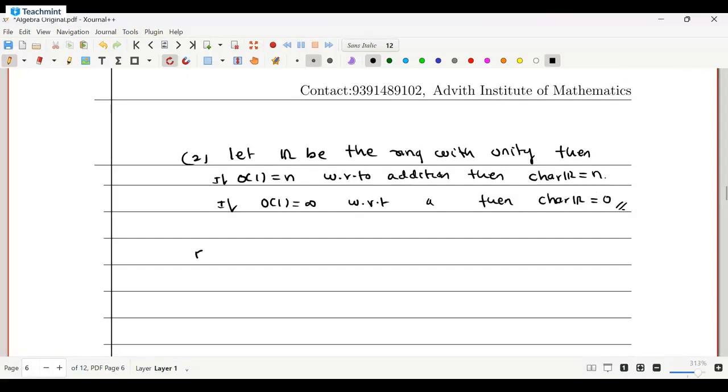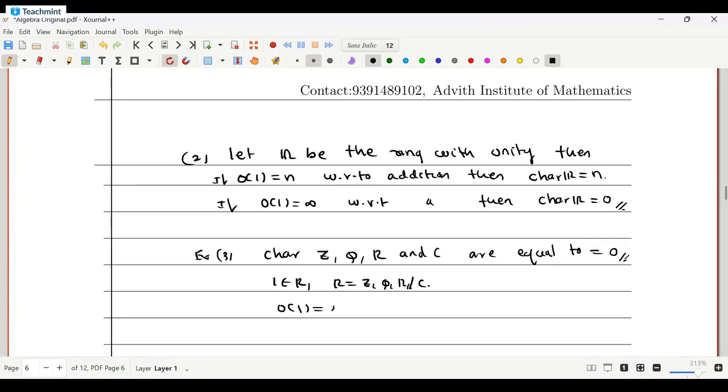So examples: number 3, the characteristic of Z, Q, R, and C are equal to 0. Why? All these rings are rings with unity. So 1 belongs to R, where R is equal to either Z or Q or R or C. Therefore, the order of 1 is equal to infinity, which implies that the characteristic of the ring R is equal to 0.